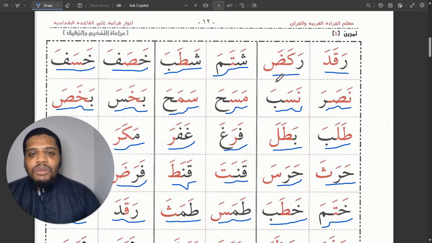So with this, alhamdulillah, we've concluded our lesson for today. So inshallah, please read this as many times as you can, just so you're comfortable with reading the letters and words with fatha, and also transitioning between strong and weak letters.